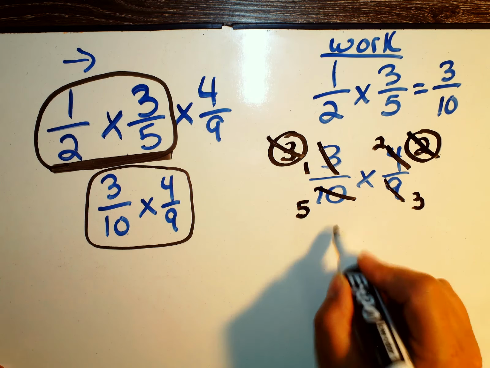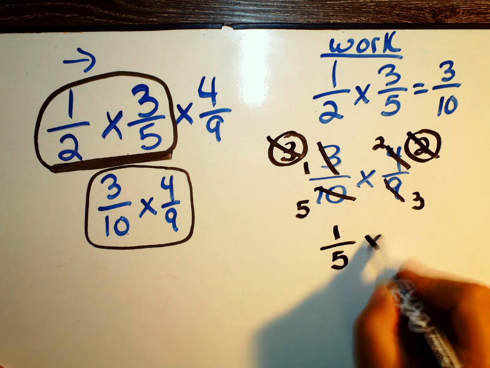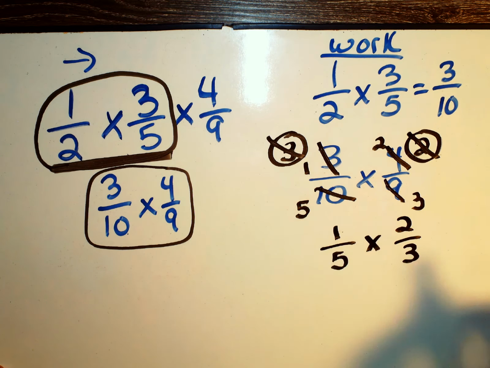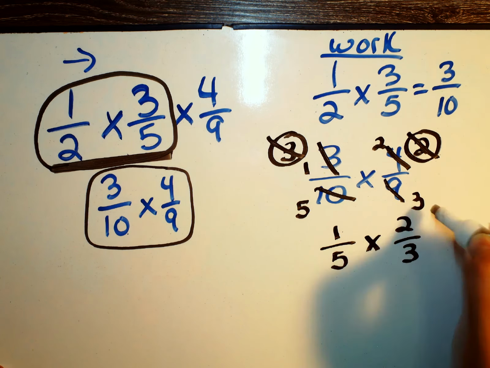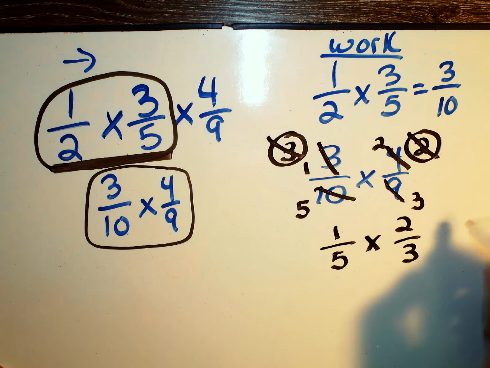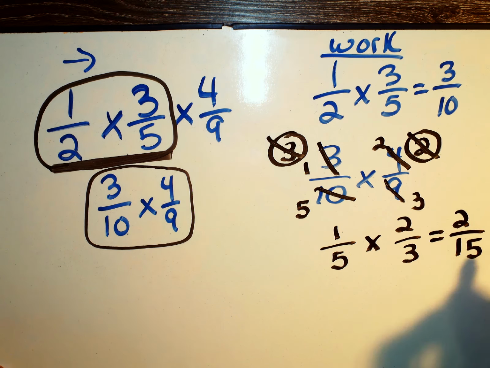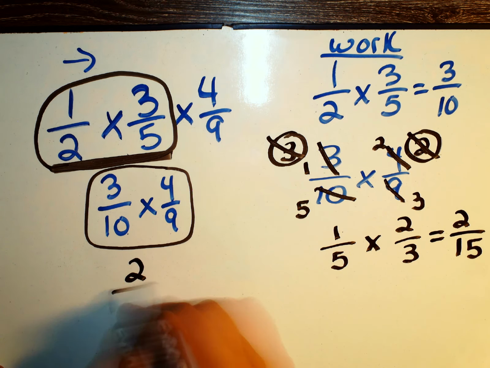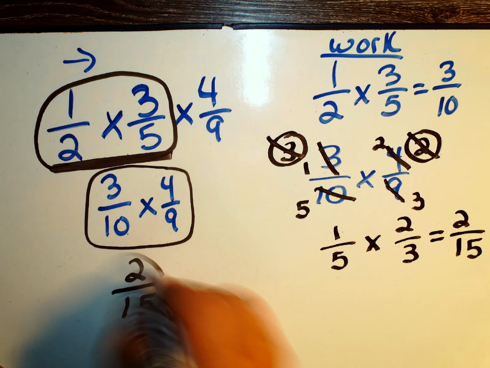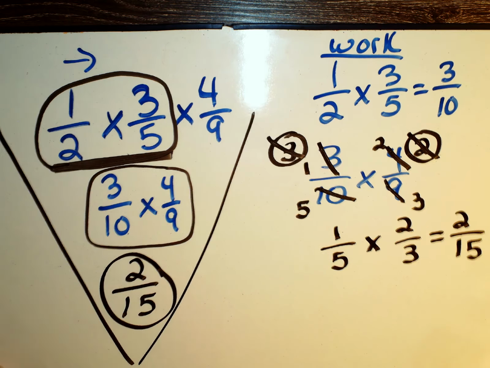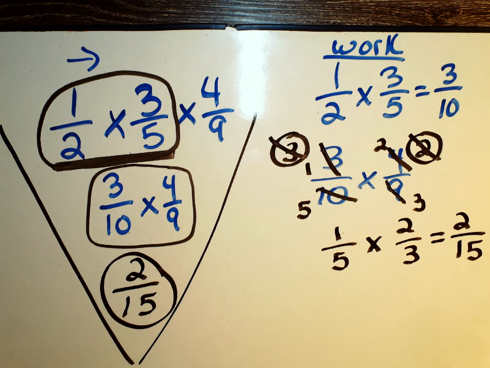So now I can rewrite this if that makes it easier for you. So my 3/10 is now 1/5, and my 4/9 is now 2/3. And then we're going to look here, and now we can do 1 times 2 is 2, 5 times 3 is 15. So my answer is 2/15. And there's my pizza slice. Okay, so that's one problem.